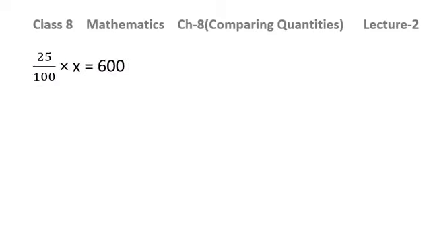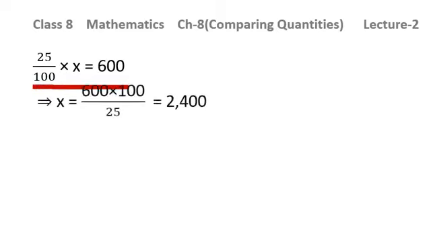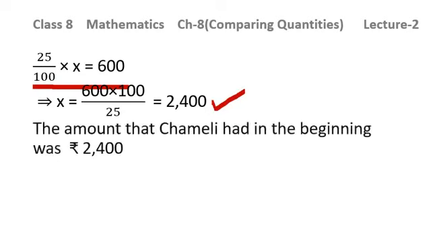Then simple, 25% was there, so we have taken 25 over 100 into x is equal to 600. Then it will be 600 into 100. This 100 will be shifted to the other side and divided by 25, so it will be 2400. So the amount that Chameli had in the beginning was rupees 2400.